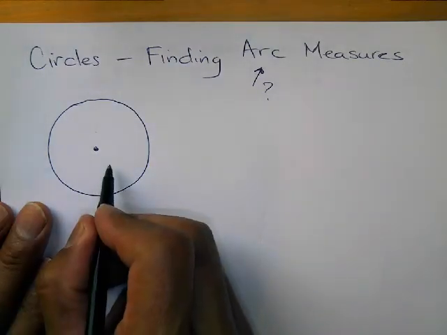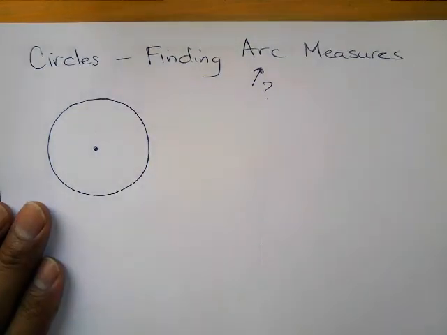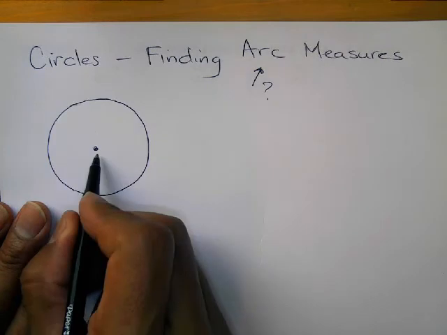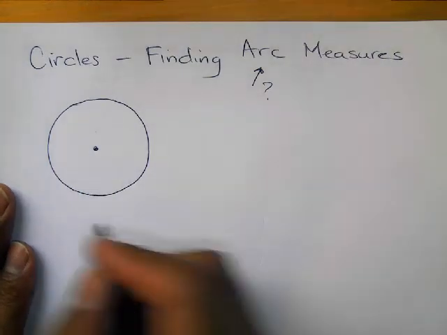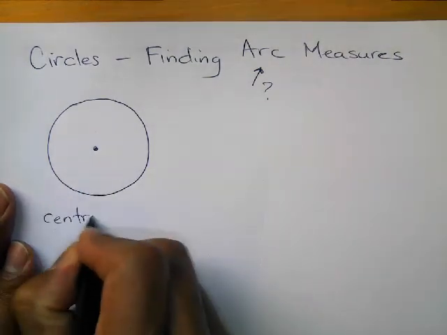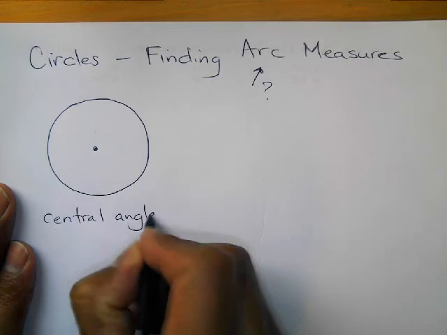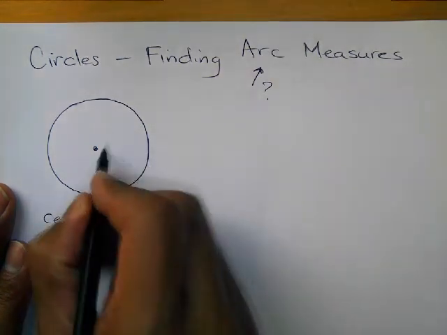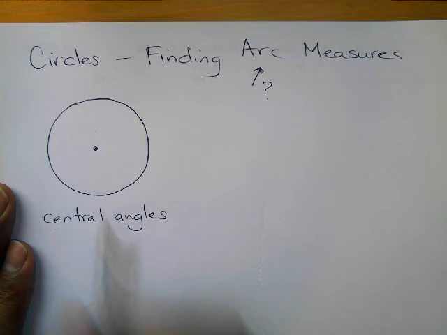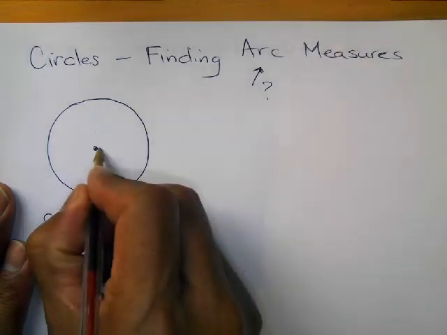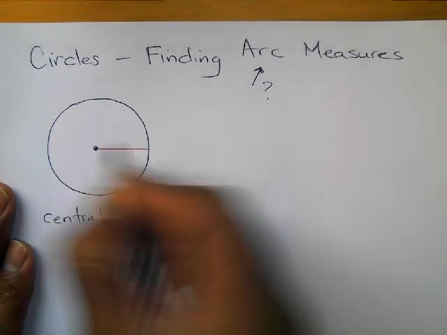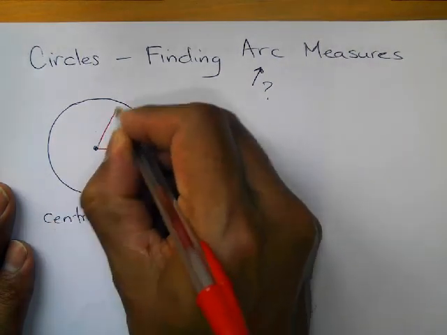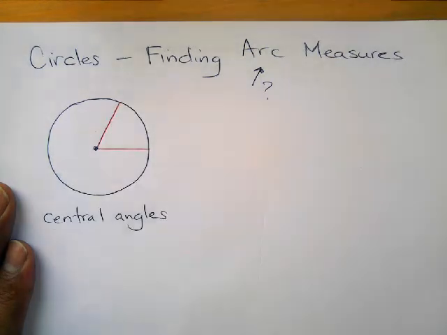And these arcs or these angles are going to be central angles. Central angles have the vertex at the center. So from the center, you're going to see that an angle is going to be formed, like so. And it's going to be really, really easy.